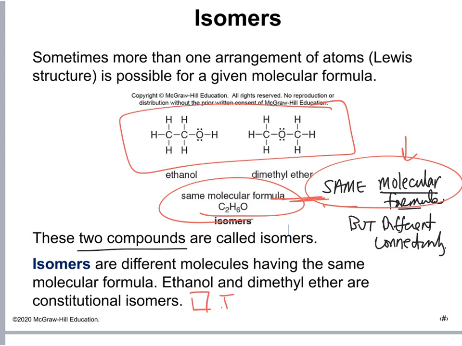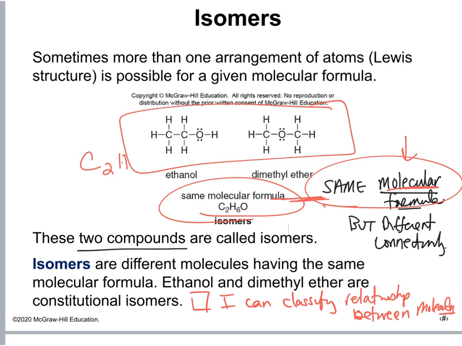One of your learning objectives is I can classify the relationship between molecules. And these are going to build. You're going to keep building on this concept. And the first thing you want to do is always figure out the molecular formula. So see, you have C2, and then you have the hydrogens next, 1, 2, 3, 4, 5, 6. There's 6 of those and 1 oxygen. Here you have C2, you have 6 hydrogens, and you have 1 oxygen. These have the same molecular formula. That means they're related. Okay, but their connectivity is different.